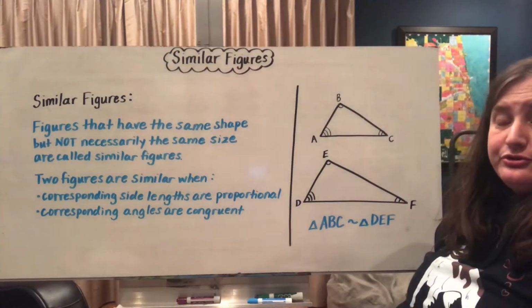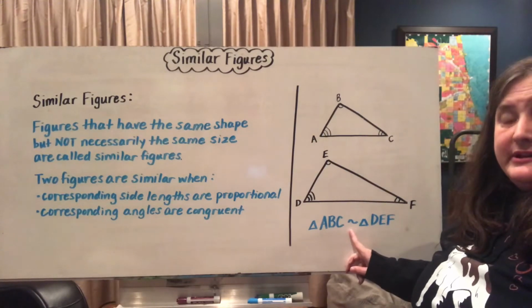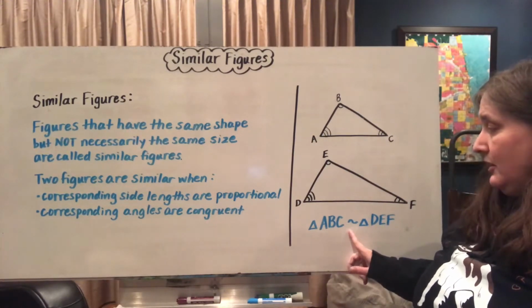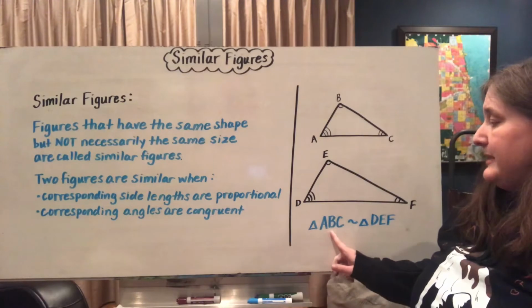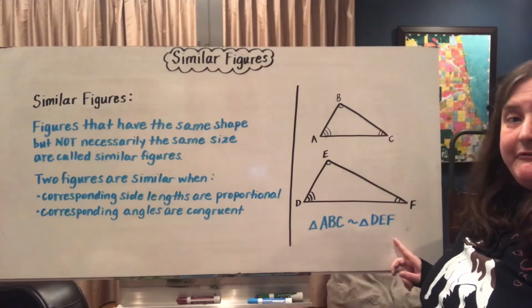When we know that two shapes are similar, one single wavy line is our similar symbol. So this says triangle ABC is similar to triangle DEF.